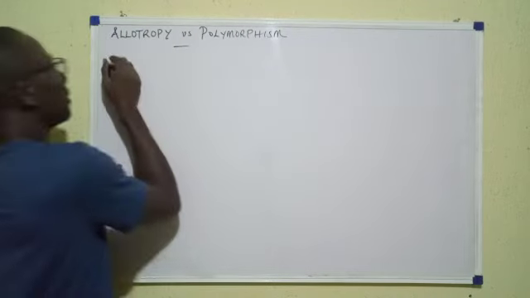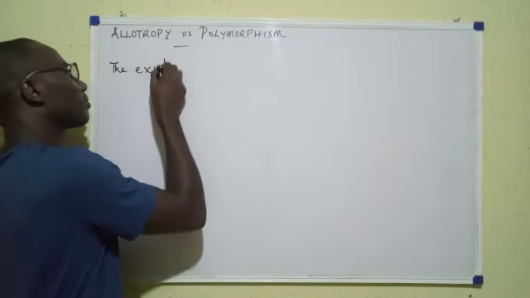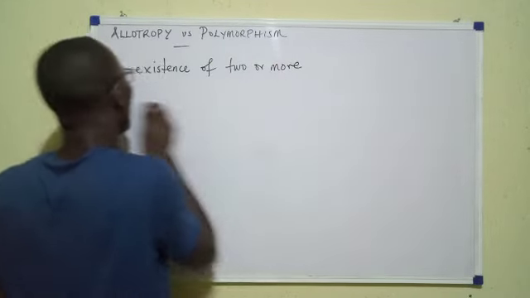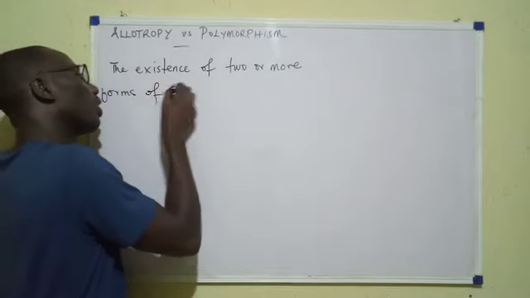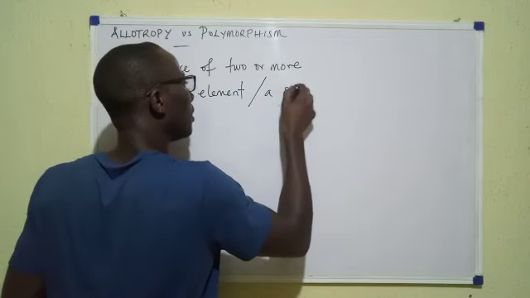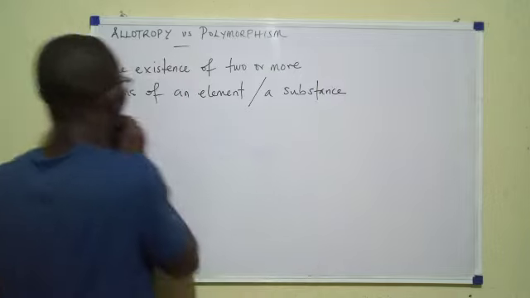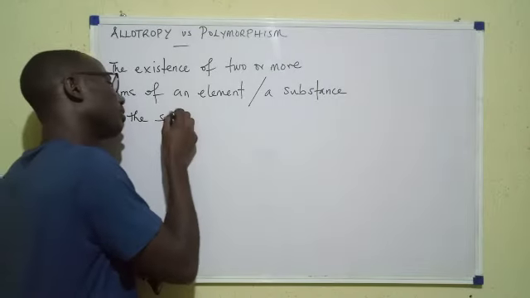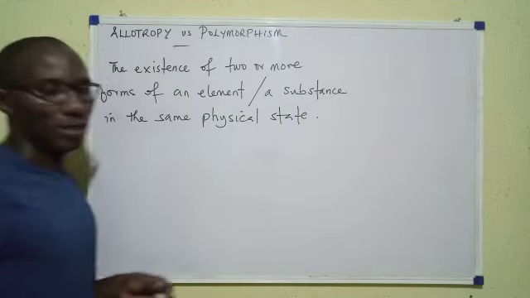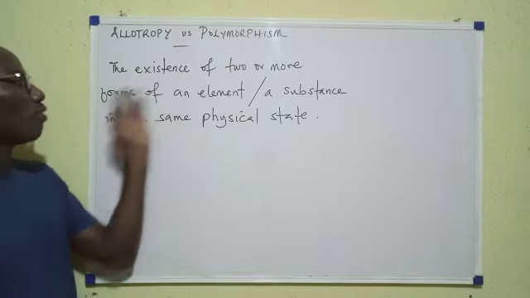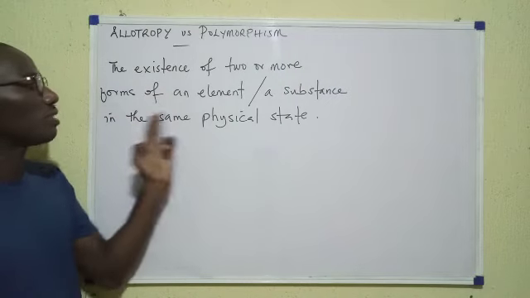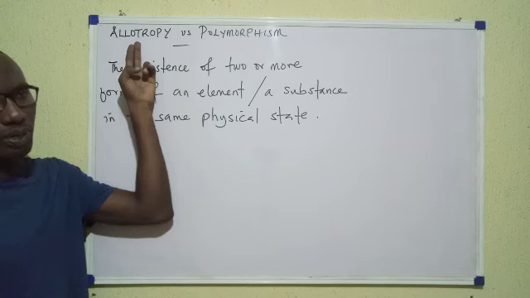We say the existence of two or more forms of an element, a substance, in the same physical state. Now look at this. The existence of two or more forms of an element, so we leave this out for now. The existence of two or more forms of an element in the same physical state, that defines allotropy.